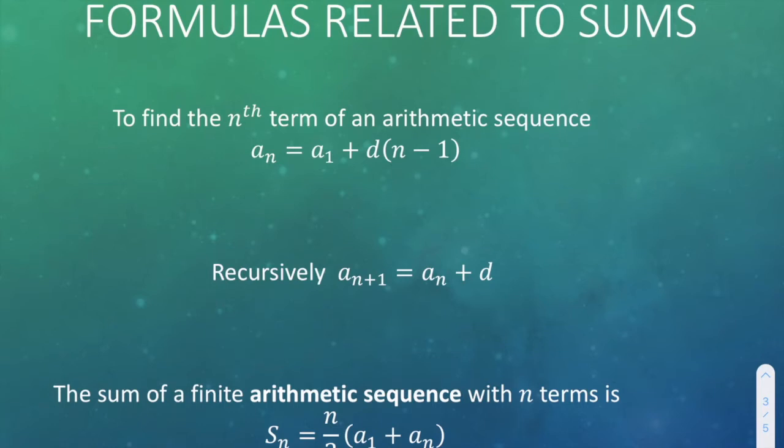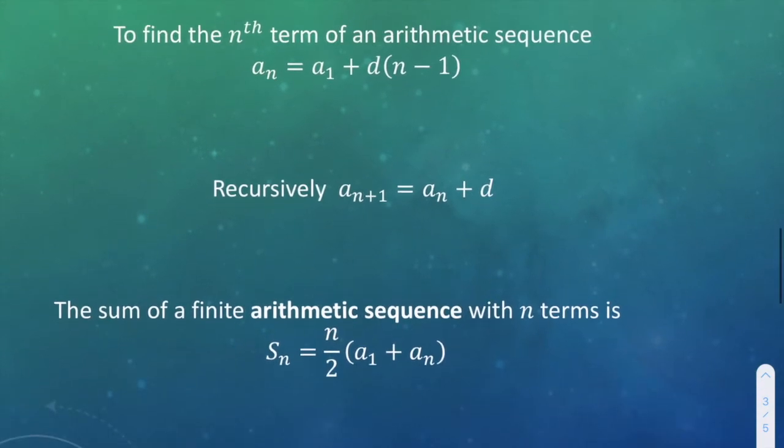So you remember then that explicitly we can find a sub n by taking a sub 1 and adding the common difference d times n minus 1 in order to find the nth term. And then you simplify that down in order to just have a formula to work with. If you're going to go recursively, and we know what a sub n is, but we want to know what a sub n plus 1 is, then you know that all you have to do is add the common difference.